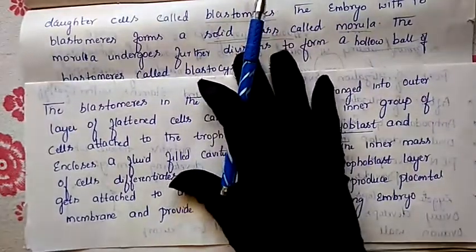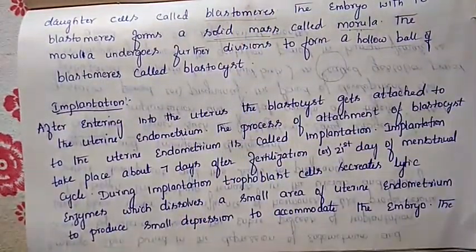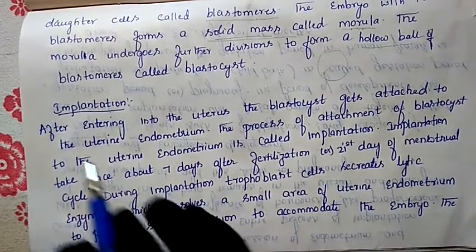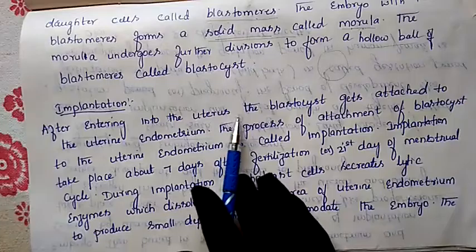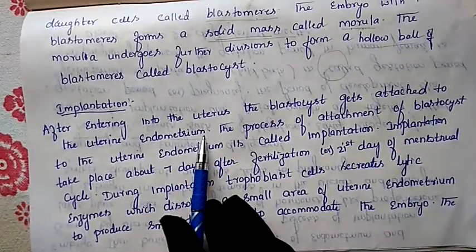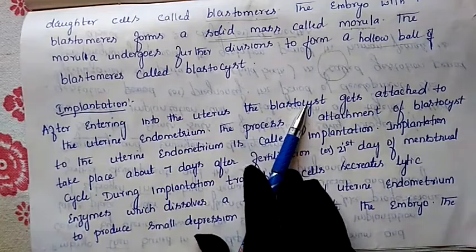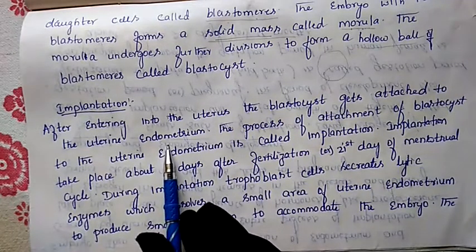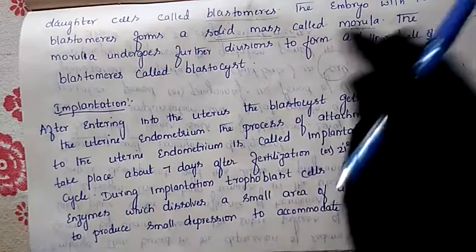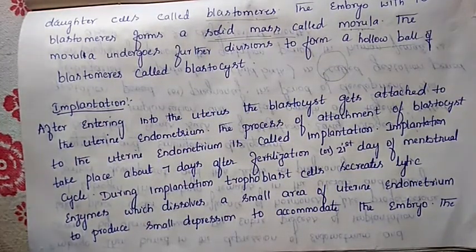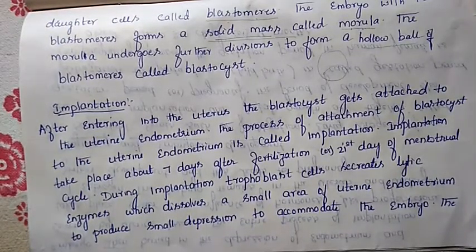So this is about fertilization in man. Next we will go to the next topic, which is implantation. What is the meaning of implantation? Implantation means that after entering the uterus, the blastocyst gets attached to the uterine endometrium. You know this very well. As soon as the blastocyst forms, it goes and attaches to the uterus. Which is the uterus here? This is the uterus.